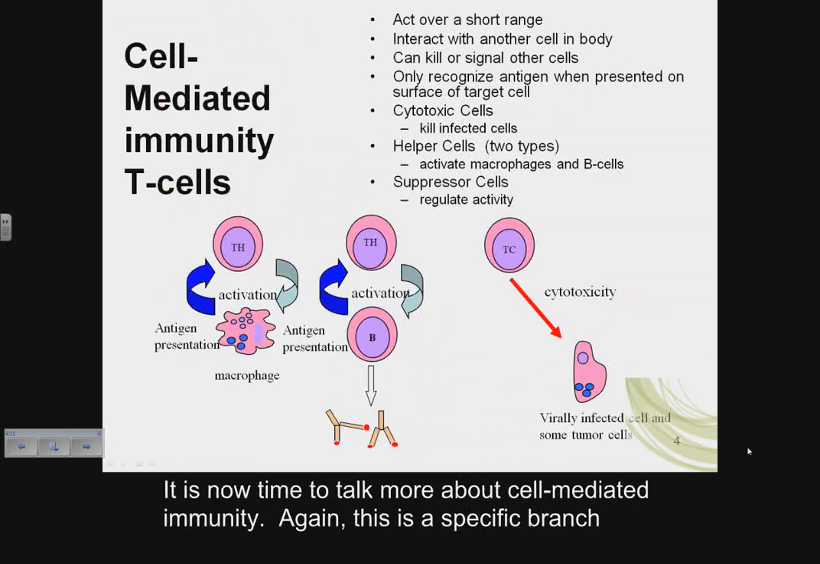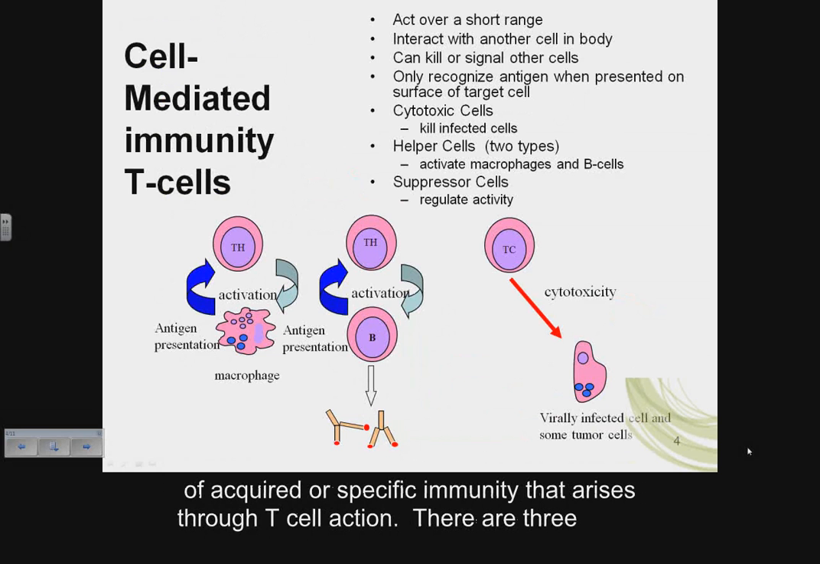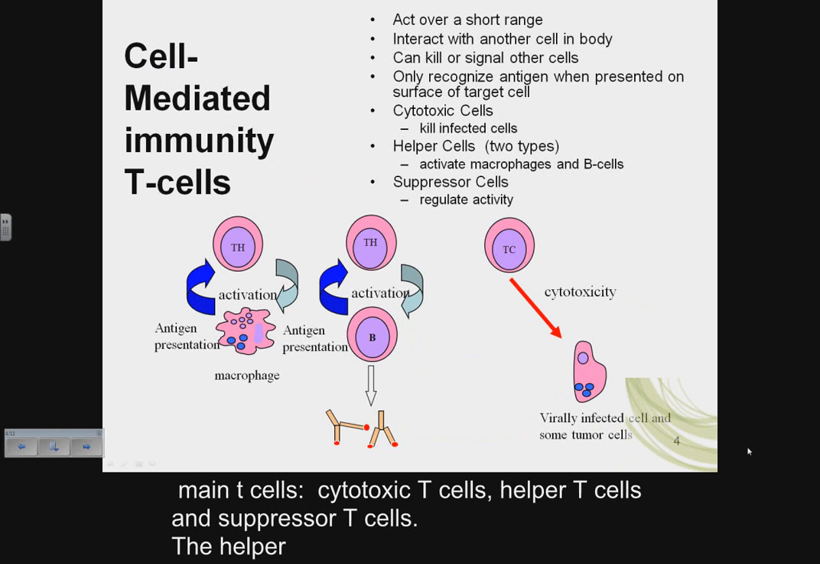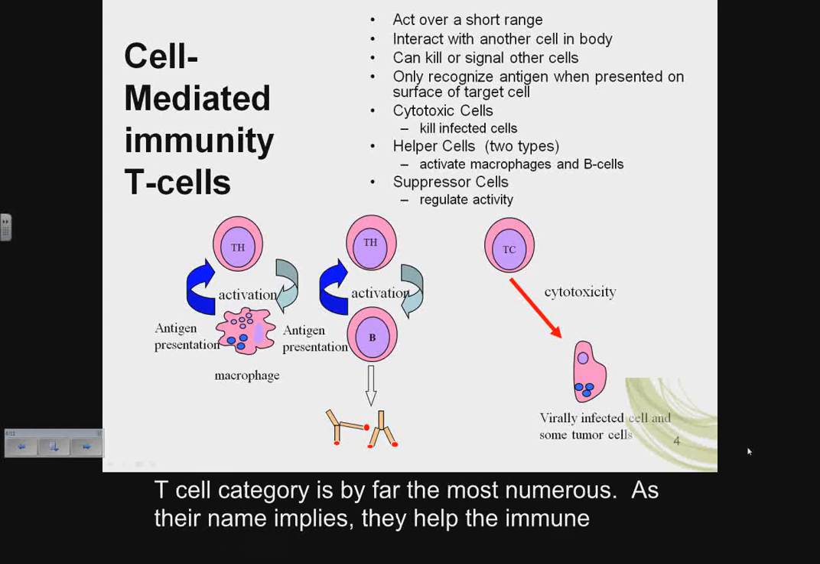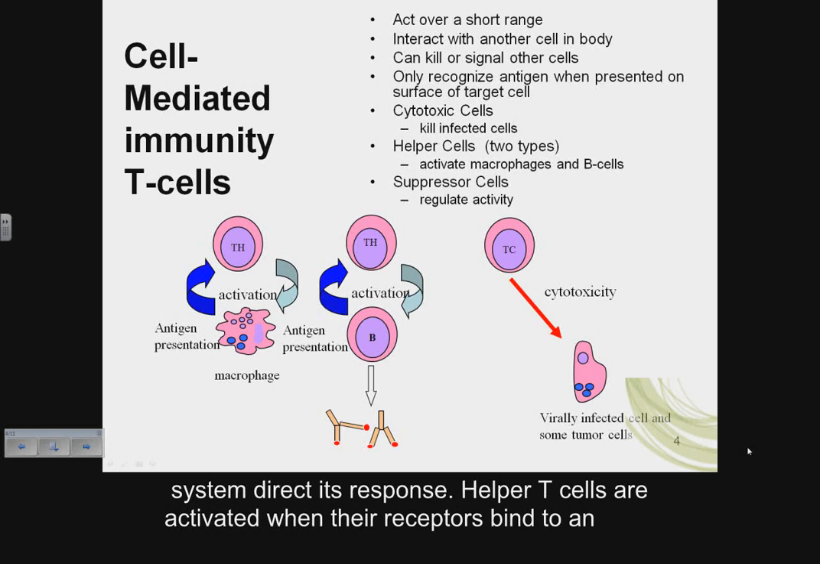It is now time to talk more about cell-mediated immunity. Again, this is a specific branch of acquired or specific immunity that arises through T-cell action. There are 3 main T cells: cytotoxic T cells, helper T cells, and suppressor T cells. The helper T cell category is by far the most numerous. As their name implies, they help the immune system direct its response.